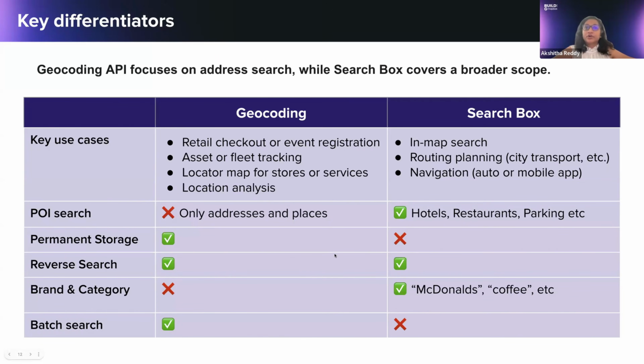But if you're searching for a specific brand or restaurant when you're driving, you could just go to the search box and say McDonald's, and it gives you the closest locations of McDonald's near you. As mentioned, the search box also has the point of interest search. With that, I will hand it over to Dima.